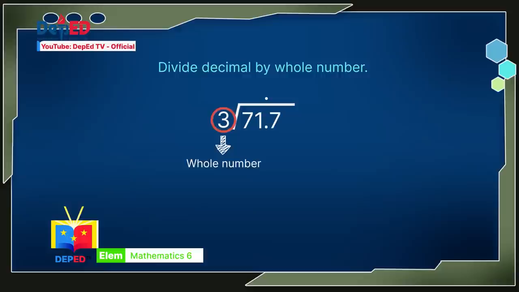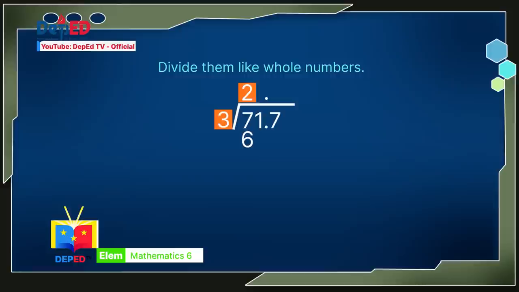Then, divide them like whole numbers. 7 divided by 3 is equal to 2. 2 times 3 is equal to 6. Subtract 6 from 7, getting a difference of 1. Then, bring down 1, annexing it to 1, making 11.